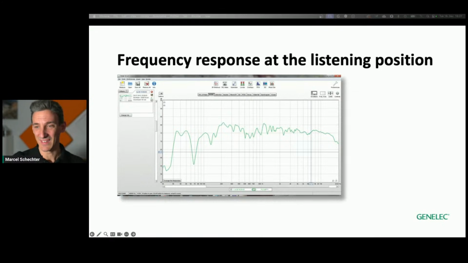And after that, you can then find these beautiful curves. This is the frequency response measured.